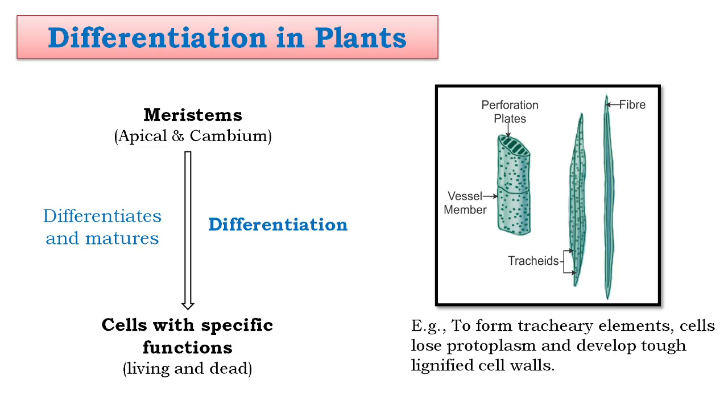So it can divide, and sometimes it maintains its potential to divide further, and sometimes it becomes a mature cell. So in the process where a meristematic cell changes into a cell with a specific function and a specific structure, both living and dead, the process is called differentiation.